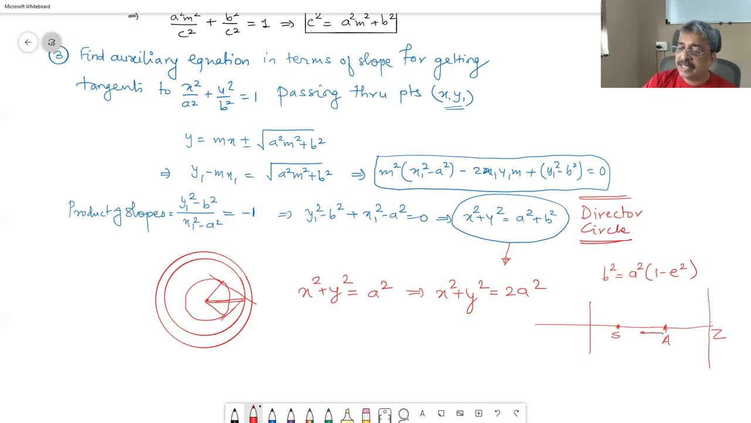So this A moves near S, and our eccentricity decreases. Suppose S and A are so close, not coincident but very, very close, that e becomes very small, 0.000 something. In other words, the directrices are far away, lines at infinity. When S coincides with A, both directrices go to infinity because e becomes 0, b square is equal to a square, and you get that circle. The ratio of compression, b upon a, becomes 1. There is no compression. If I replace b by a, I get the director circle of the circle.